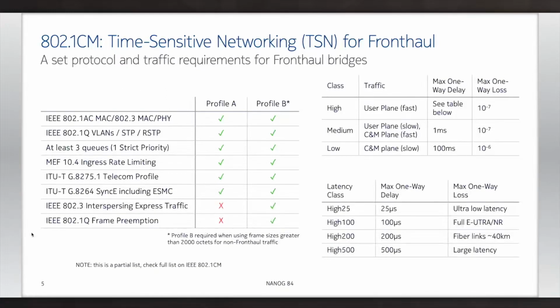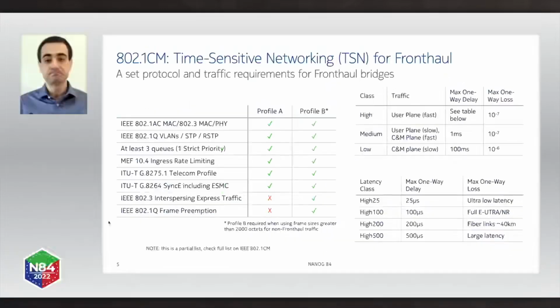And then at the bottom of the table you have two standards that you might not be familiar with. One is interspersing express traffic, and also frame preemption. So what is that? That is the ability, in an Ethernet segment, if you're transmitting a lower priority frame and a higher priority frame arrives in the queue, to stop transmitting that lower priority frame, transmit the higher priority frame, and then resume the lower priority frame. So the basic idea of frame preemption is just to reduce jitter.